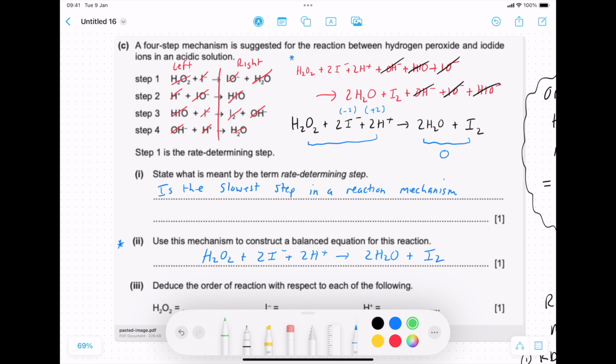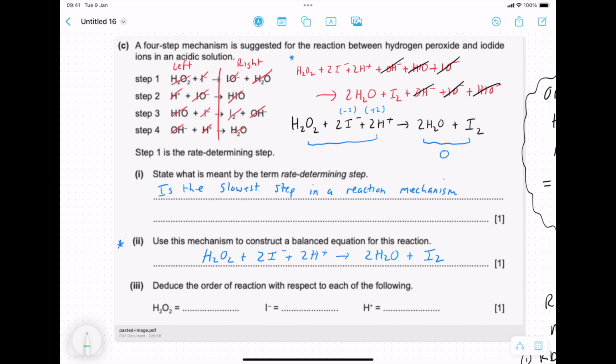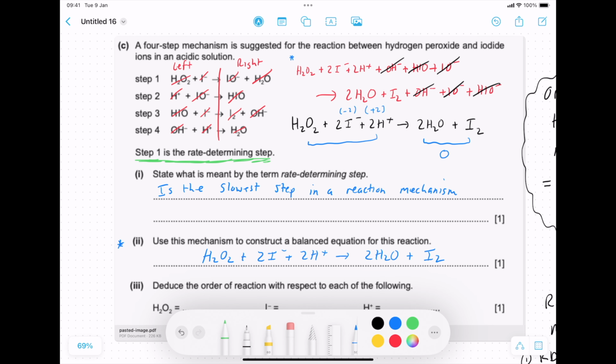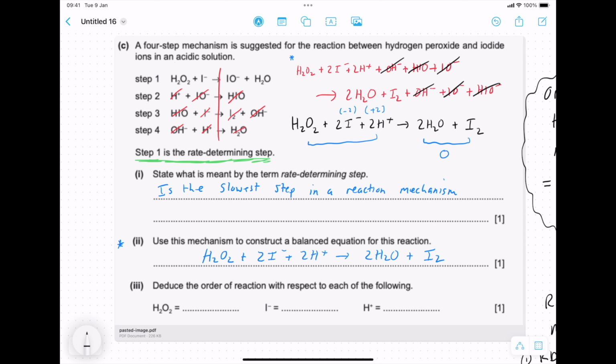Well, yes, we do, because it says there that step 1 is the rate determining step. So if I just remove the annotation now, we can see that in step 1, there is one lot of hydrogen peroxide and one lot of iodide. So immediately I can say the order with respect to H2O2 is 1. The order with respect to I minus is also 1.